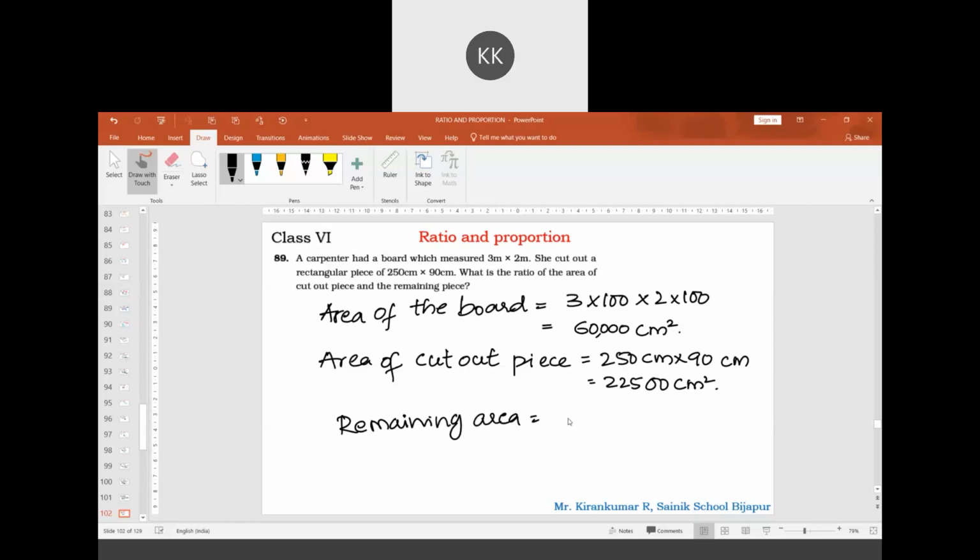60,000 minus 22,500 is 37,500 centimeters square, sir.